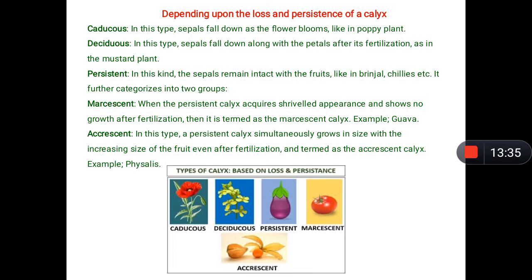Caducous, deciduous is also there. Persistent, the best example is brinjal. Then persistent, where the structure, that fruit is shown, that is tomato, and in accrescent, the fruit shown is physalis fruit.